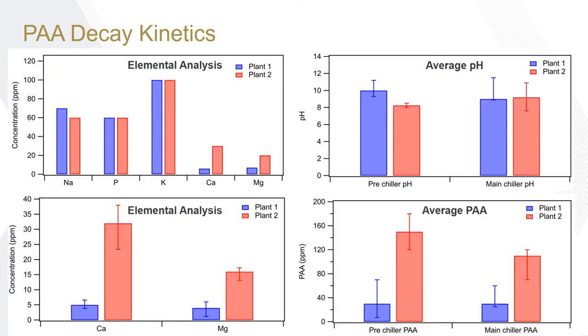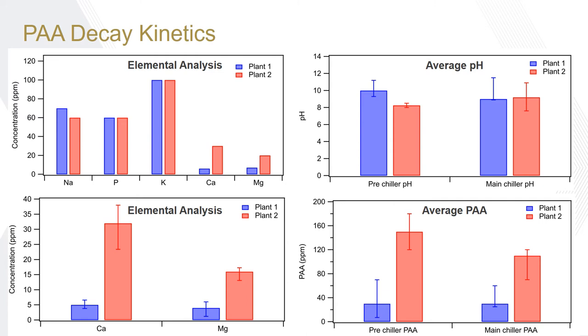We also performed an elemental analysis of the samples over time, as well as looked at the pH and PAA levels for both plants. For the elemental analysis, whose data can be seen in the top left-hand graph, we saw that the sodium, Na, phosphorus, P, and potassium, K, for both plants were very similar and showed similar trends throughout the day. They started low and continually increased, not reaching a maximum or plateauing by the end of the processing day.